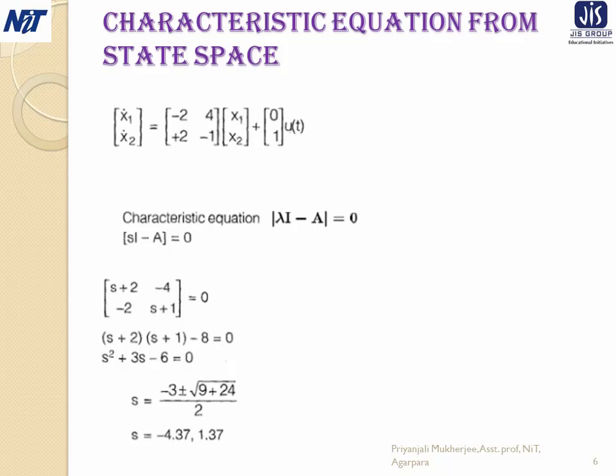So it becomes s plus 2 and 0 minus 4, which gives us minus 4. Here it is 0 minus 2, which gives us minus 2, and here it is s minus of minus 1, which gives us s plus 1. Now the determinant of this can be found out: s plus 2 into s plus 1 minus minus 4 into minus 2, which gives us minus 8. So s square plus 3s minus 6 equal to 0 is the characteristic equation of this given state model.